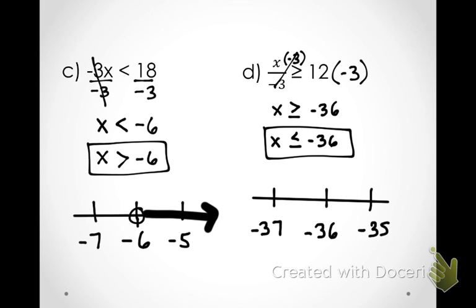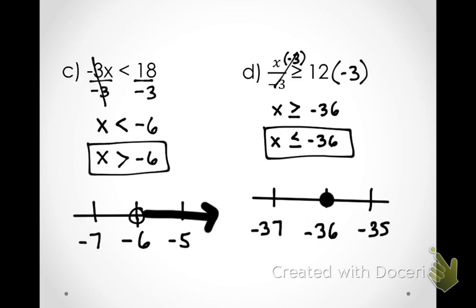Open or close circle? Close. Okay, why is it a closed circle? Because it has an equal sign under it. Basically, what it's telling you is that I could take -36 and stick it right there. Would this make sense, guys? -36 is less than or equal to -36. Yes, it does. Why? Because it's the same number. Because of the equal sign, okay?